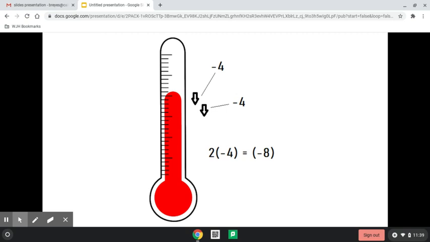If the temperature dropped by 4 degrees 2 times, let's say it dropped by 4 degrees at 6 a.m. and then dropped again by 4 degrees at 7 a.m., then it's going to drop a total of 8 degrees.